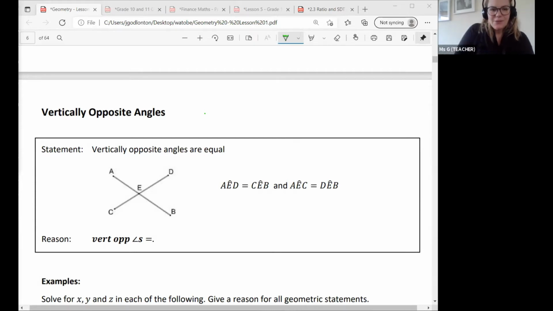Today we're going to be looking at two new rules that also deal with these straight lines that are intersecting each other, which is what we started on Monday. The first one is vertically opposite angles. You should have done this in grade 8, so it shouldn't feel super new or super scary.